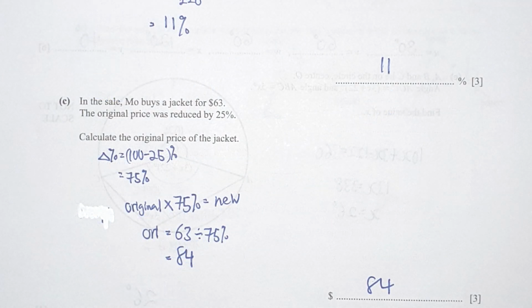As for the next part, the 63 there is actually a new price, and the original is unknown, and it's only paying 75% of the original. So you take the 63 divided by 75%, you should get your original price, which is higher and results in 84.